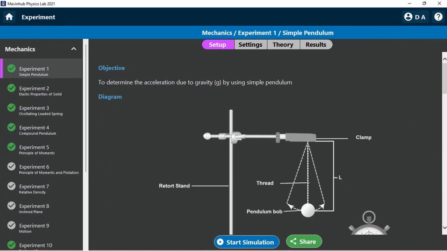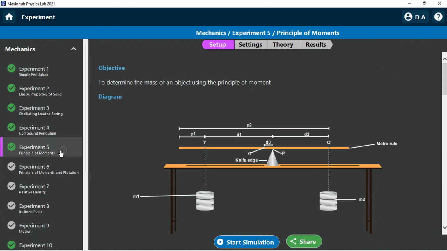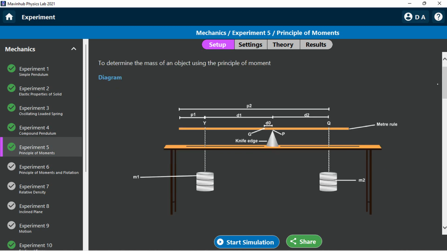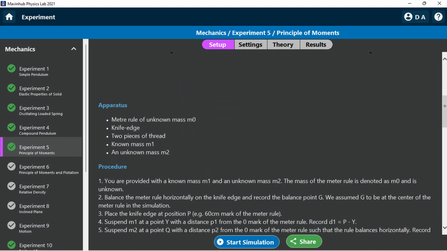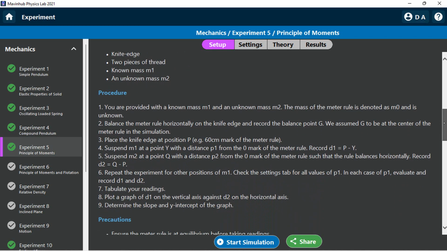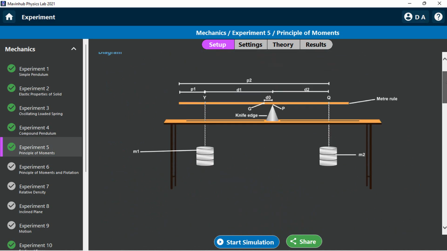So this time around, we're interested in the principle of moment because that's the apparatus given to you. Something that has to do with principle of moment. If you take a look at this experiment, we have the objective, which is to determine the mass of an object using the principle of moment. And if you check the apparatus section, it's very similar to the apparatus you should be expecting for the actual exam. So we've discussed the procedure in the previous video, but I'll just make a quick recap.